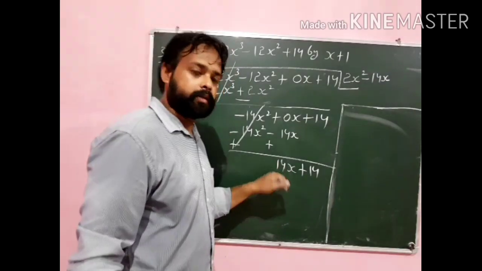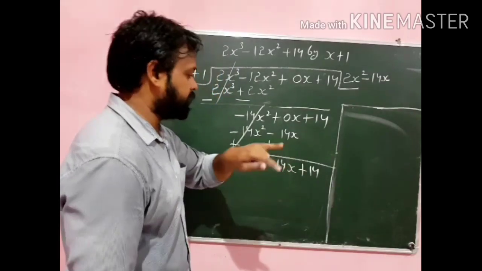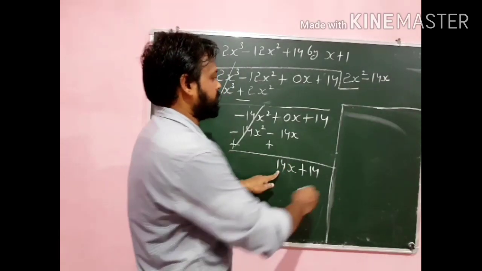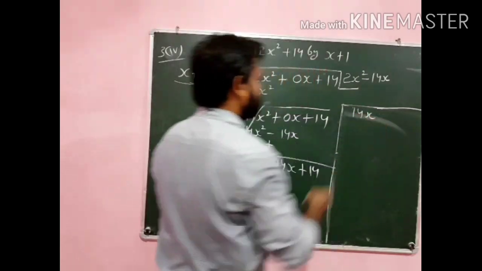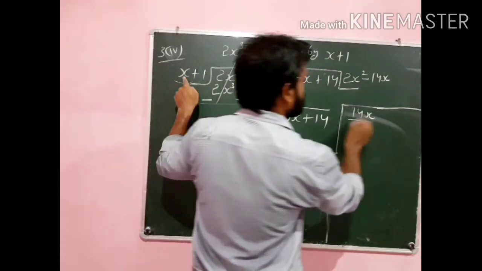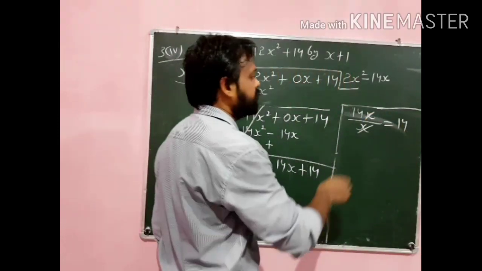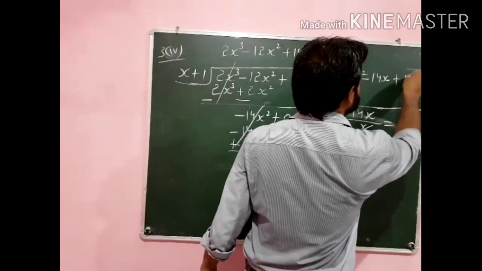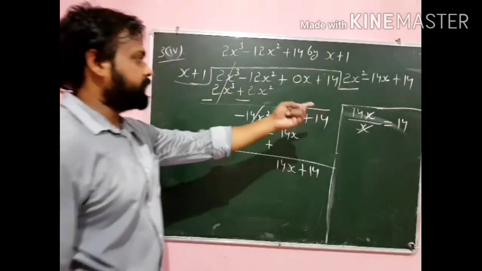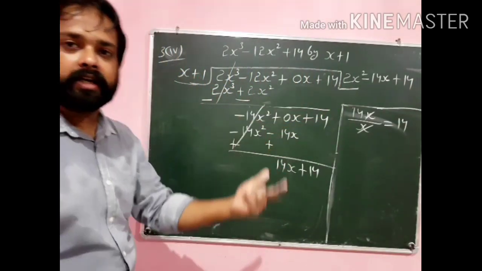So now the last step we have to do, after that we will find the remainder. Again, write down this 14x here and divide it with this x. And now you can see x is cancelled with x. So we got 14 and write down this 14 here, plus 14. Okay, after getting this plus 14, what is the next step?